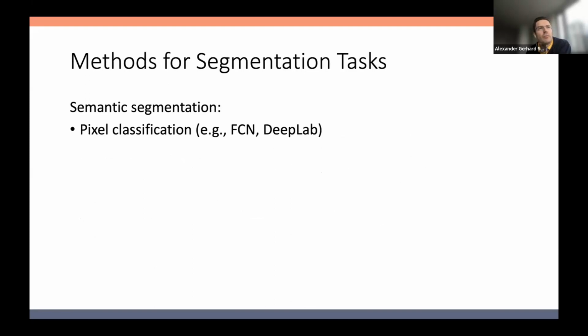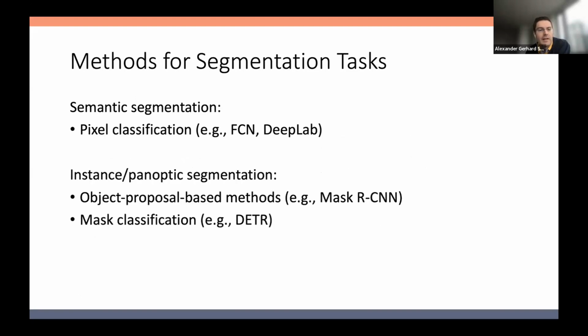Now, what also happened, I shouldn't say worse, was that the space of methods got somewhat more fragmented. For semantic segmentation, as we just saw, we looked at pixel classification techniques like FCN or DeepLab. Other tasks like instance and panoptic segmentation went a somewhat different route and stuck more with object proposal-based methods or even mask classification-based methods. Despite the tasks being quite similar, having to group pixels, the methods fragmented into different directions.